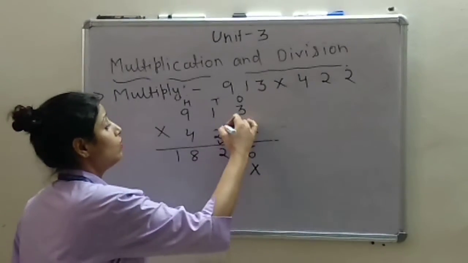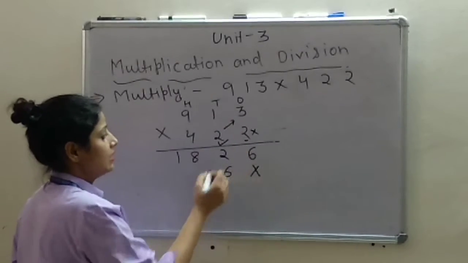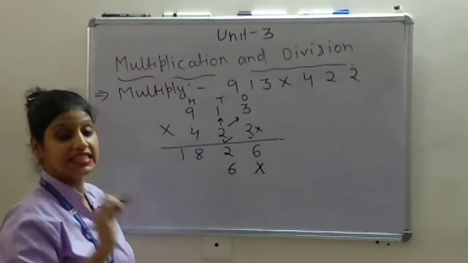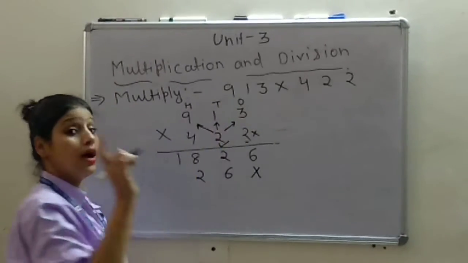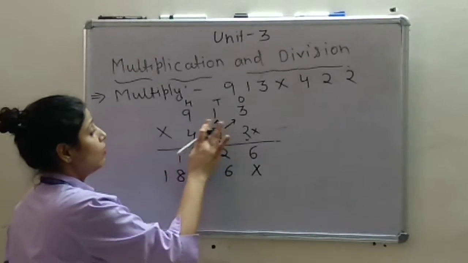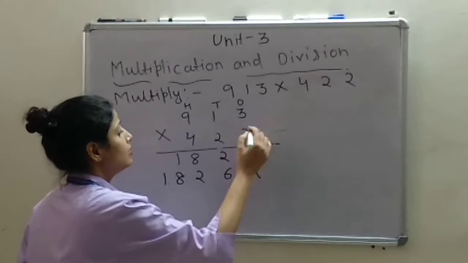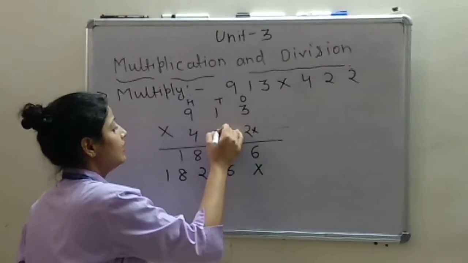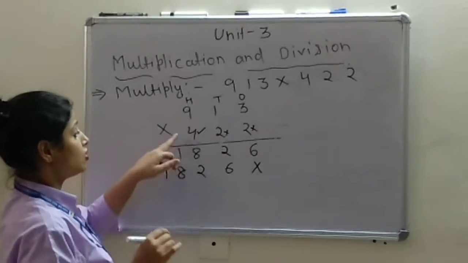So 2 will go to the first one, which is 3. 2 threes are 6. Now 2 will go to the tens place. 2 ones are 2. Now 2 will go to the hundreds place. 2 nines are 18. Now we are done with our tens place also, right? So this is done, this is done. Now we will take our last digit of the multiplier, which is 4.